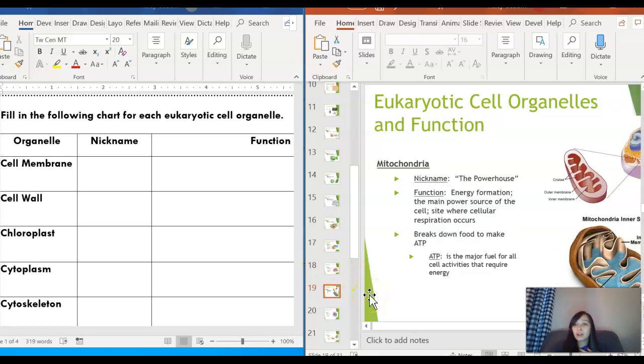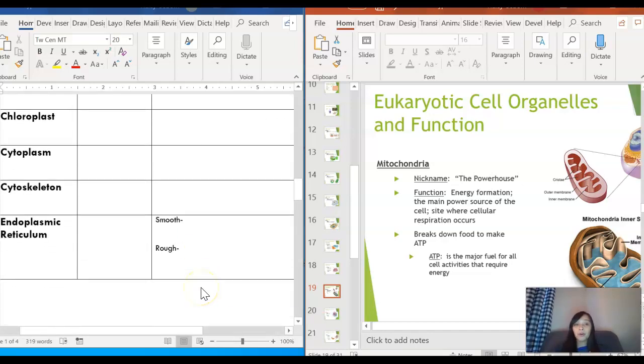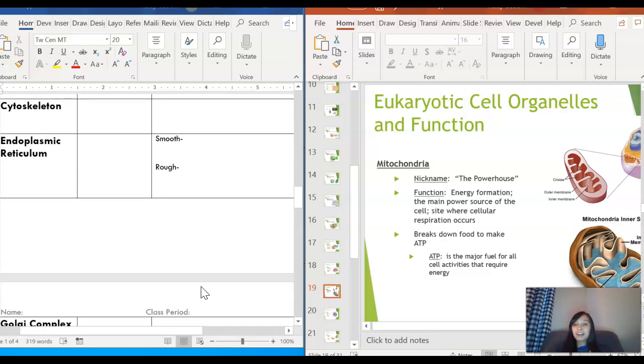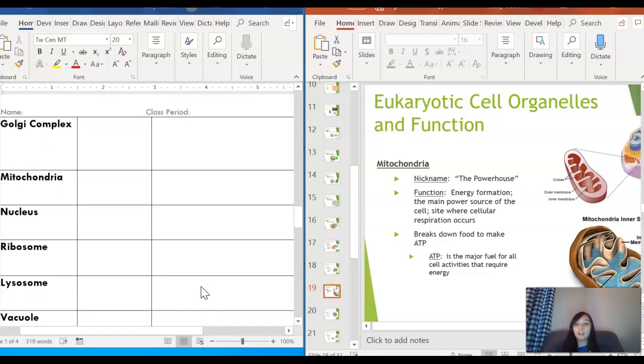The mitochondria is called the powerhouse of the cell. It is the energy formation, the main power source of the cell. It's the site where cellular respiration occurs. It breaks down food to make ATP, and ATP is the major fuel for all cell activities that require energy.